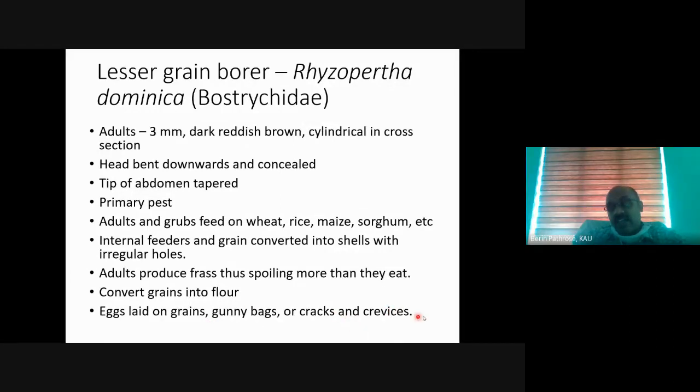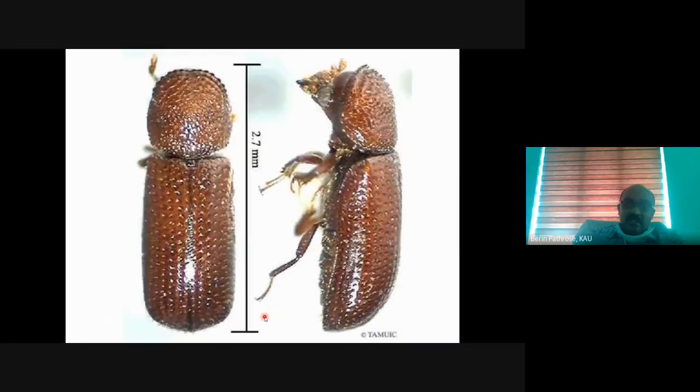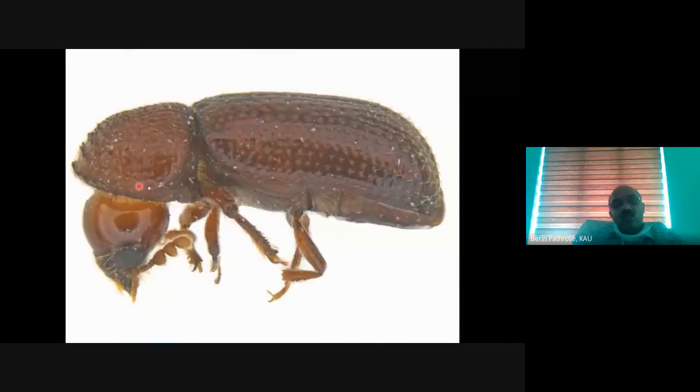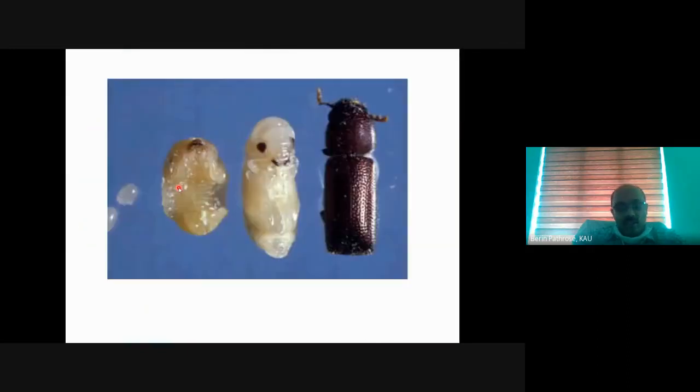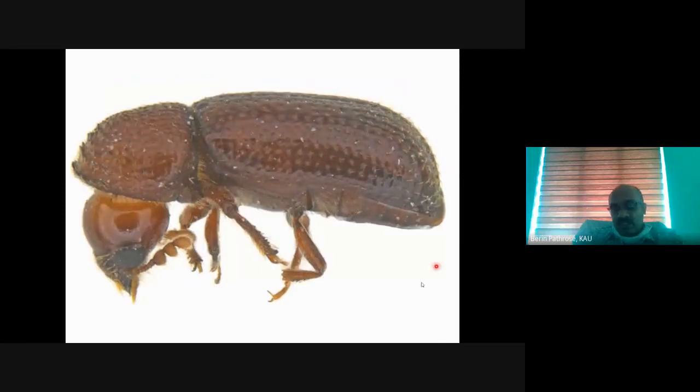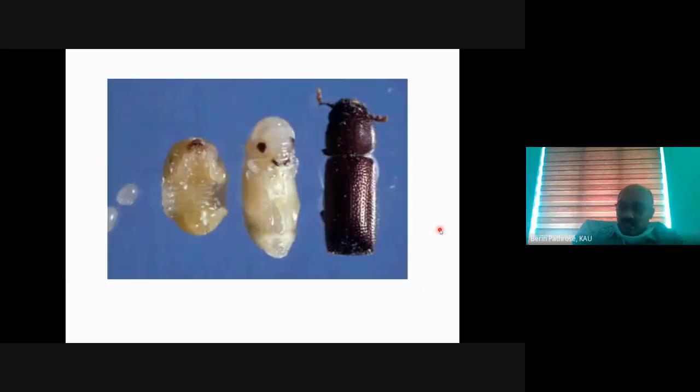Here, the latent infestation and all. And the source of infestation, I told you, is previously used gunny bags. So this insect has the ability to remain hiding inside cracks and crevices, and it has the ability to lay eggs on gunny bags. So these are the characters: 3 mm in size, dark reddish brown in color, cylindrical in nature. The head is bent downwards and concealed under the thorax. The abdomen is tapering towards the apex. It is an internal feeder. It is a primary pest.